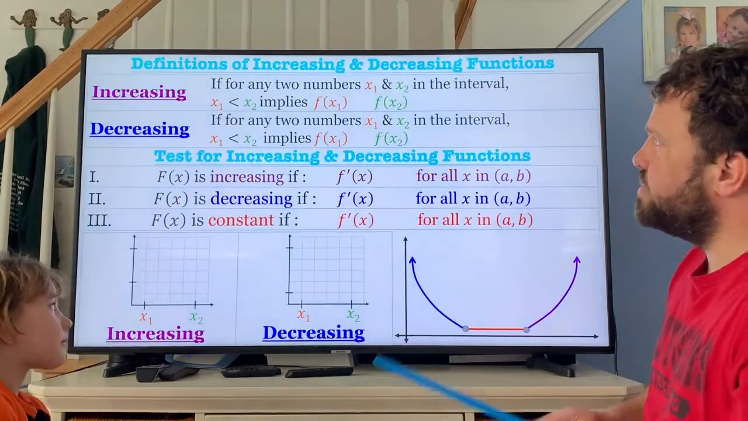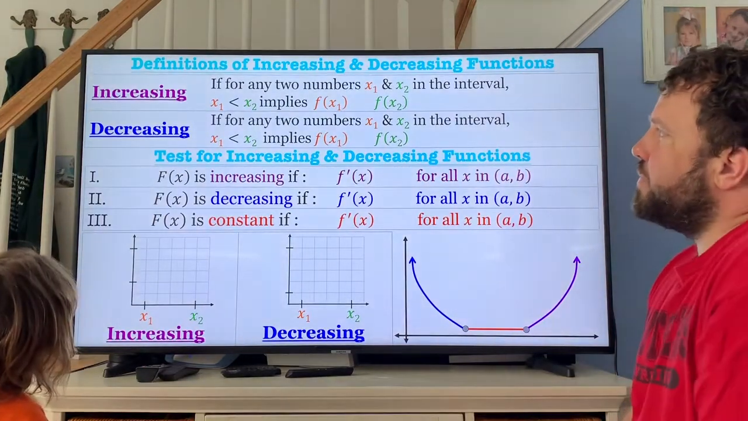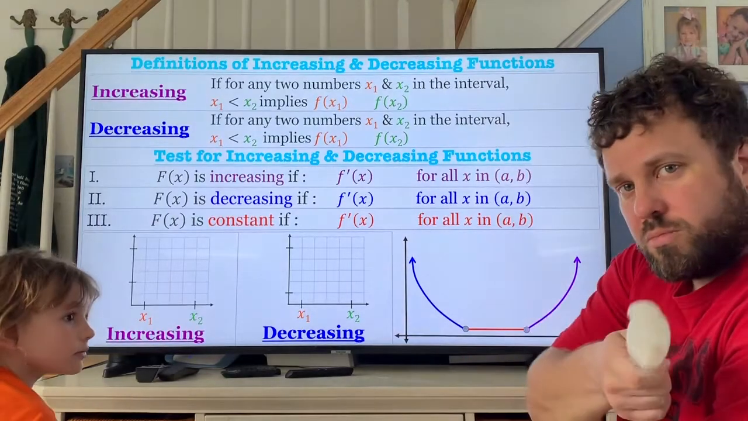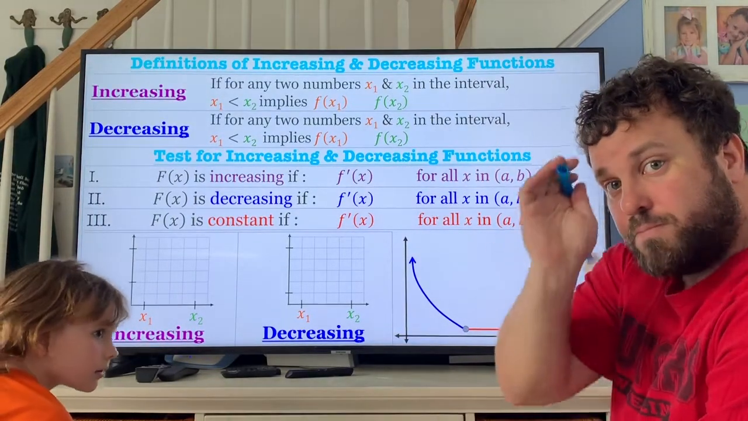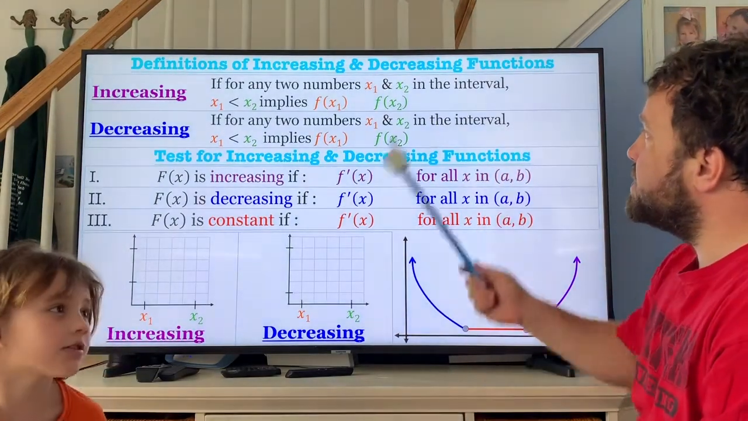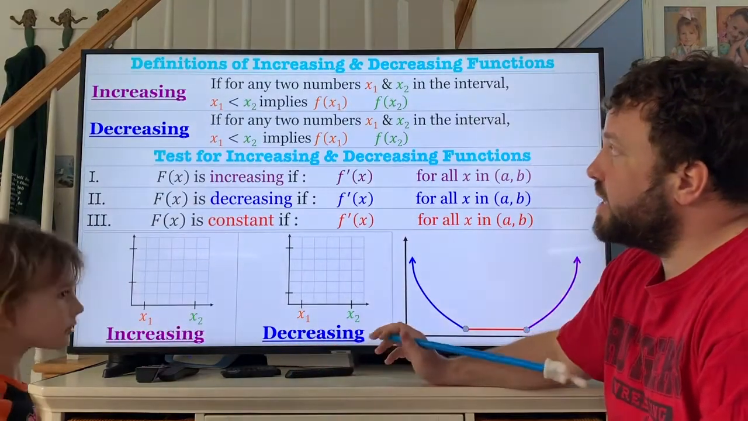Actual lesson, new lesson. Definitions of increasing and decreasing functions. Now, the first thing to do is ask: is something increasing? When something increases, it goes up. For any two numbers, x1 and x2, in the interval, x1 and x2 are just two numbers on the x-axis.